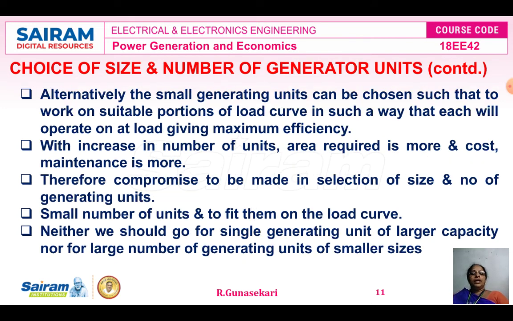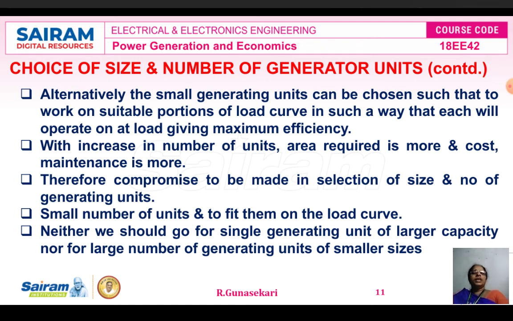Okay, then small generating units can be chosen. I choose small generating units to meet our load demand. This unit is suitable for a portion of the load curve. Based on the load, it will operate at a load giving the maximum efficiency only.